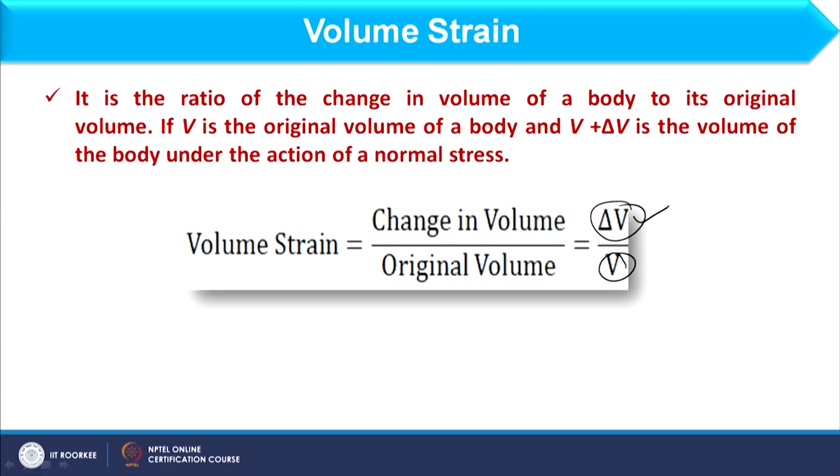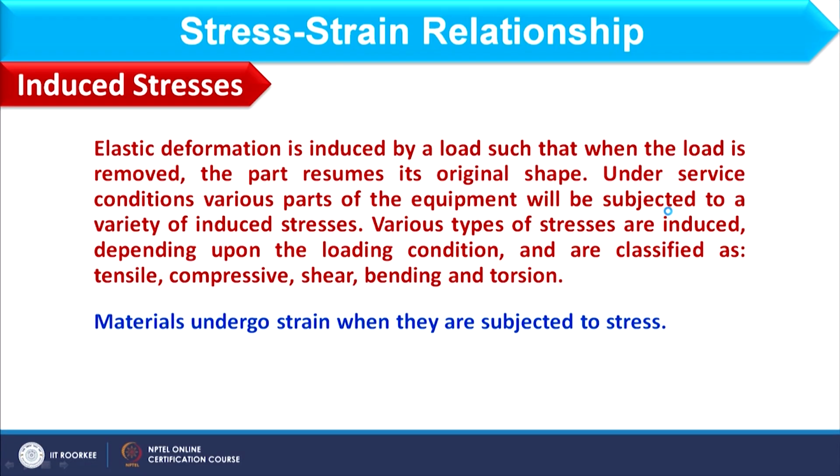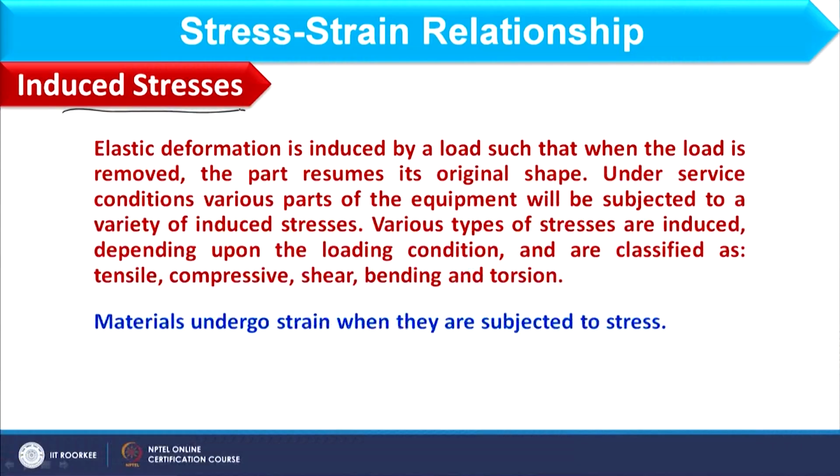Okay. So, when we have observed change in volume, either I am using tensile stress or compressive stress, volume strain would be delta V by V, as delta V is the change in volume which is observed through stress. So, till now we have discussed what is stress, what is strain, and what are the types of stress and strain. And now we will focus on stress strain relationship. Okay. And for this we will discuss induced stresses.